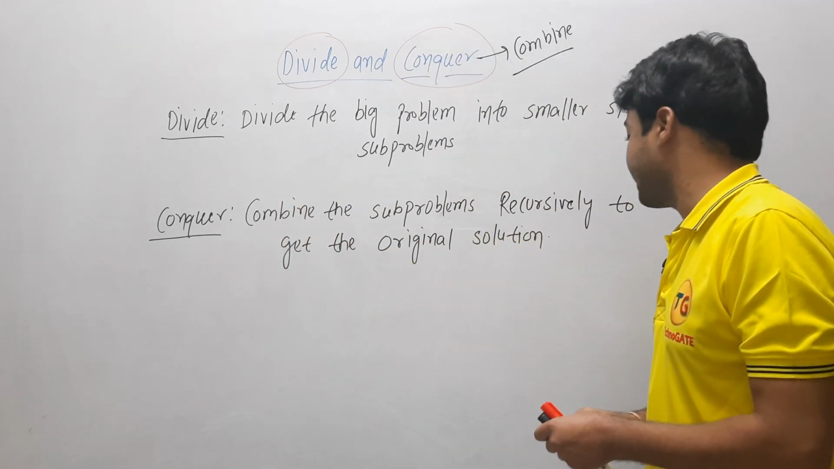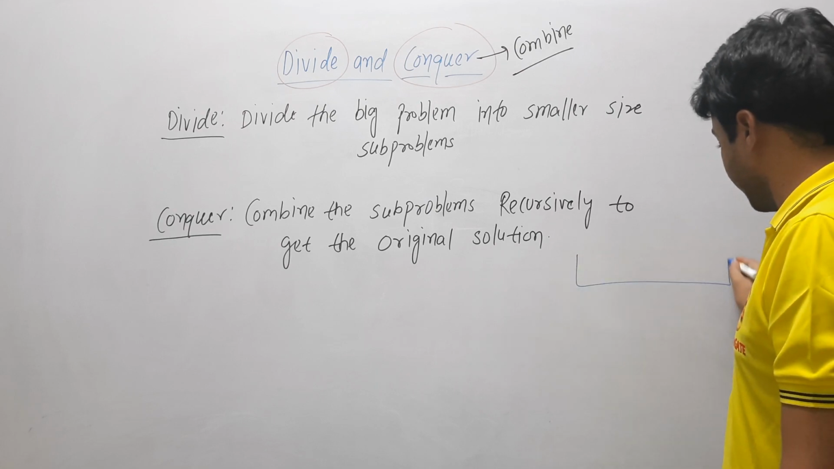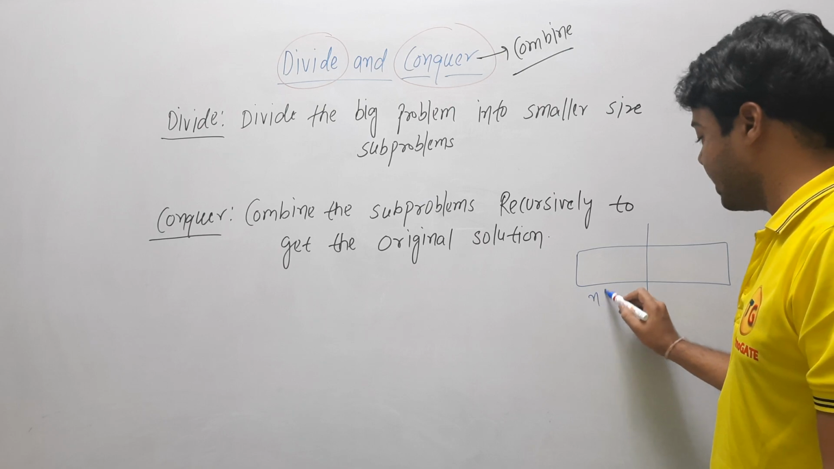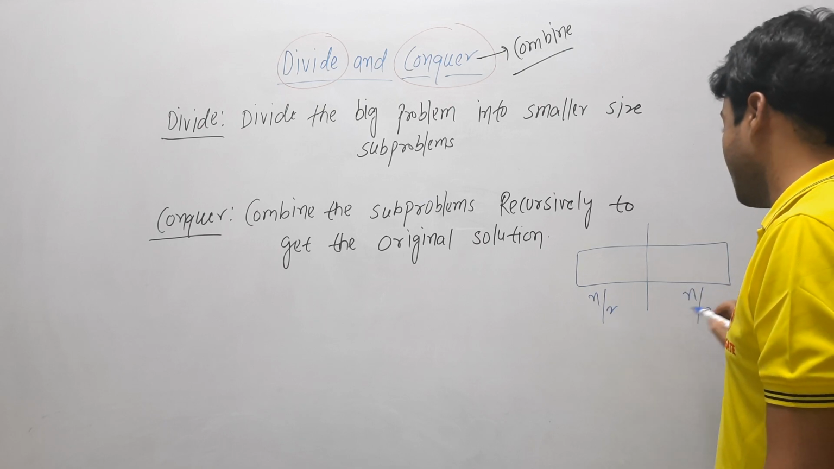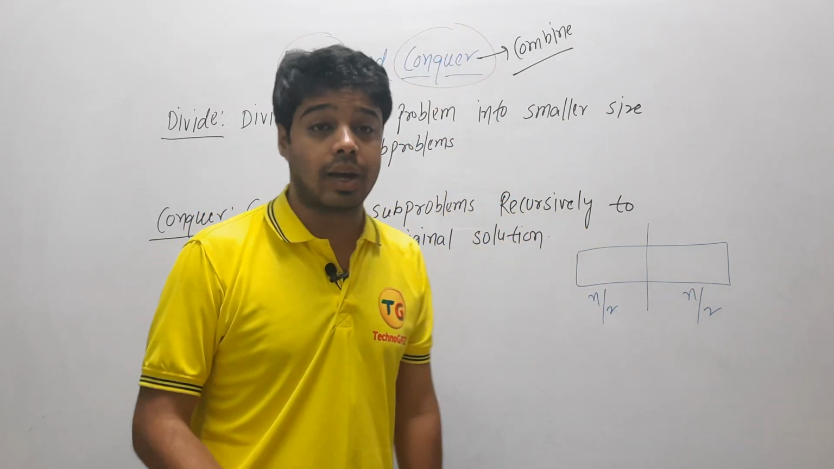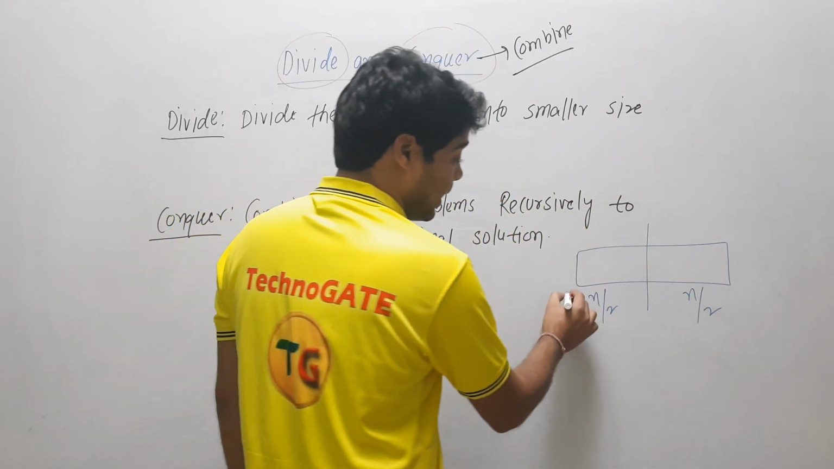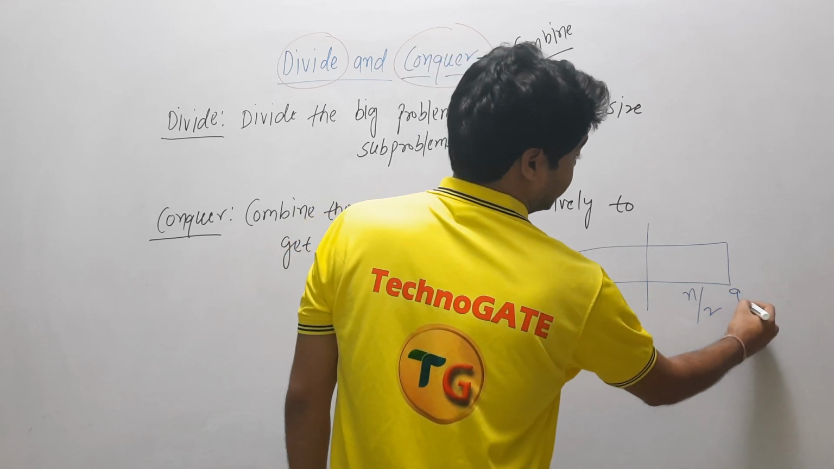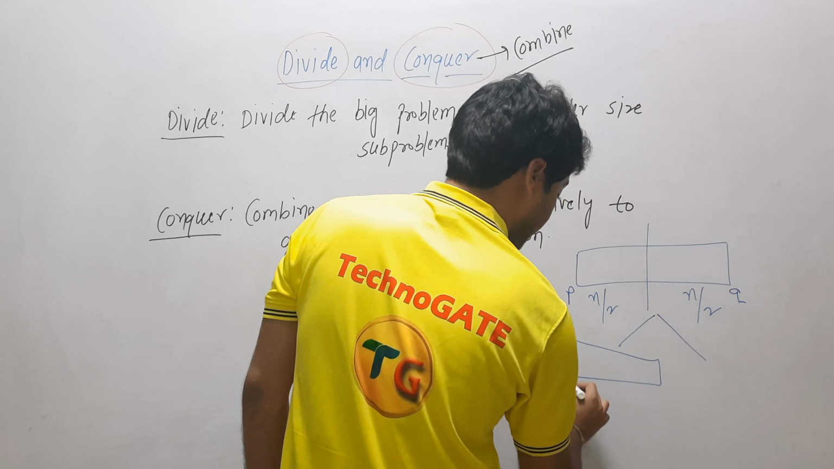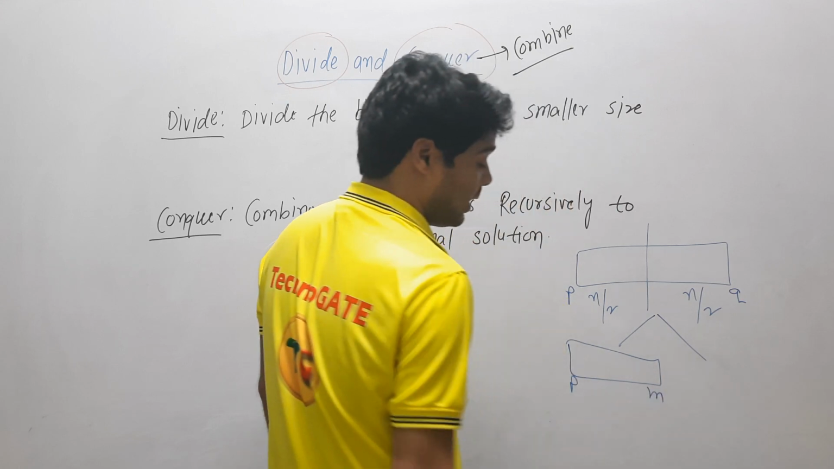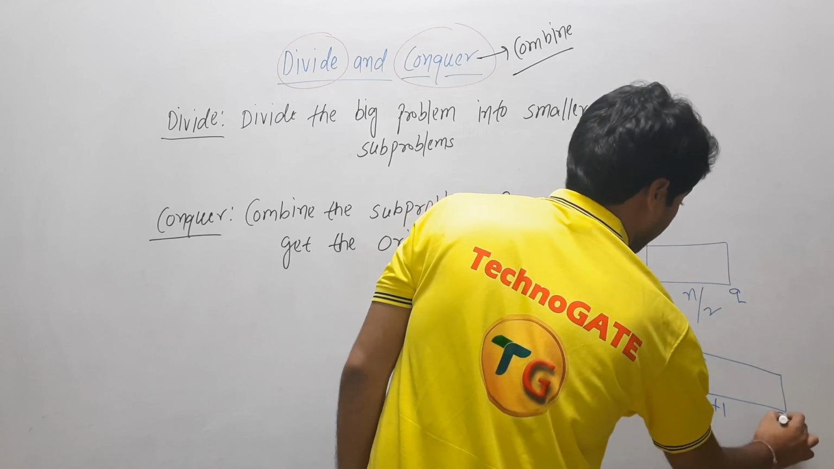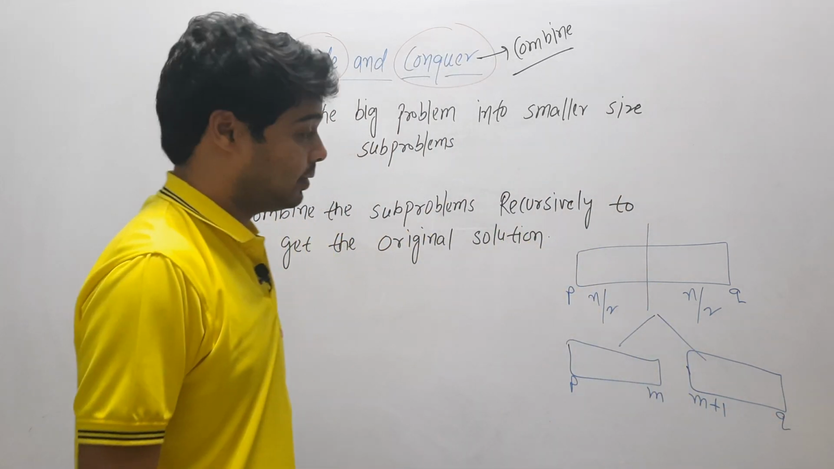So how does it divide? Suppose that this is the array here. We divide in two parts, n by 2 elements here, n by 2 elements here. For division, two necessary things are what? Indexes. So initial index p and q. After division it will become p to m, starting index to midpoint, and the next one is midpoint plus 1 to q. Again we will divide here.